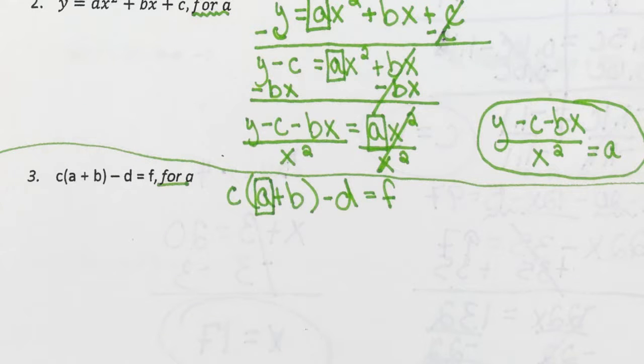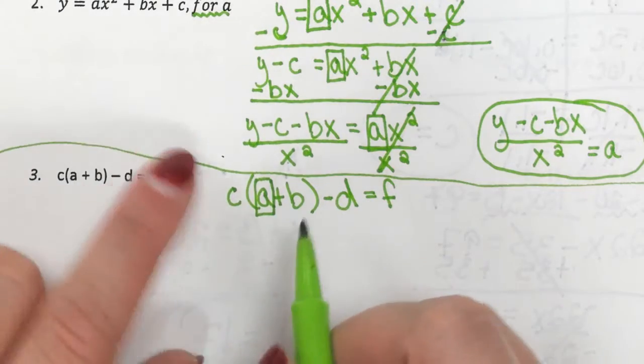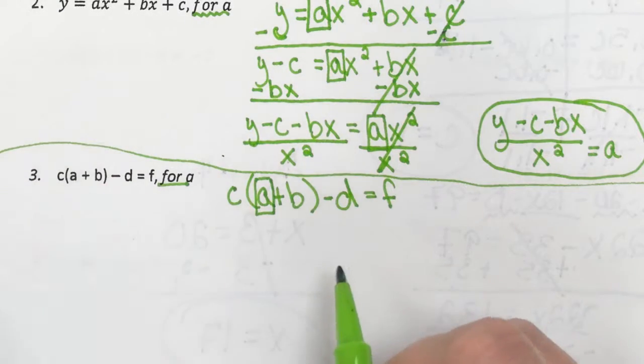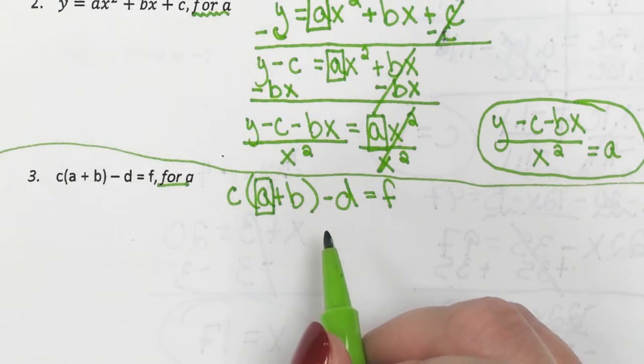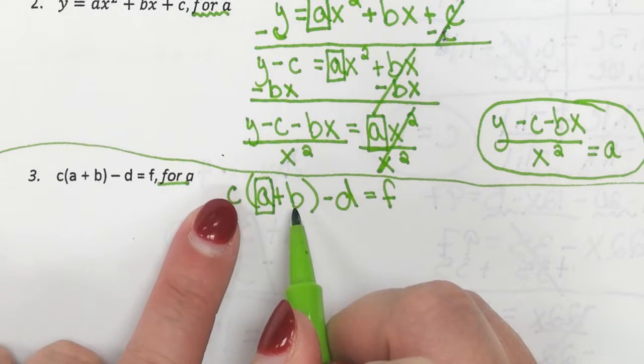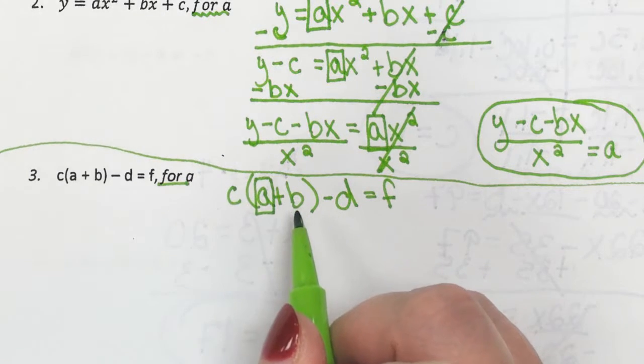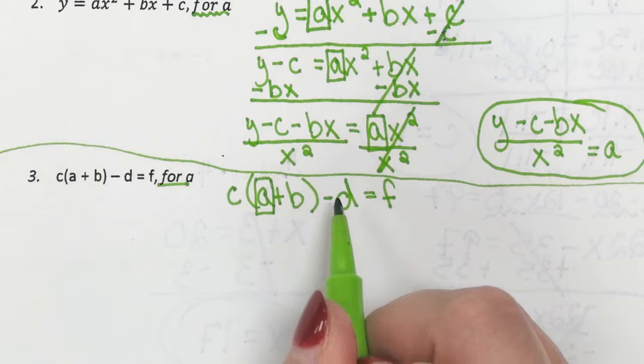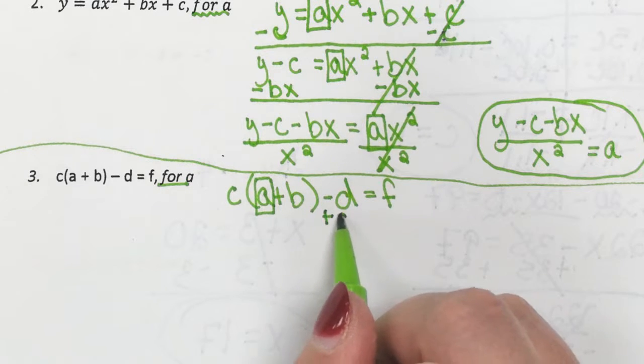Now look, a lot of you are going to want to distribute that C first. Don't do it. Don't do it. Because A is almost by himself right now, so don't touch him. What can I do to get all this stuff away from A? What can I do first? Well, what's with the B? The B's with a C, right? So I can't do that first. What else is over there? There you go. Add the D.